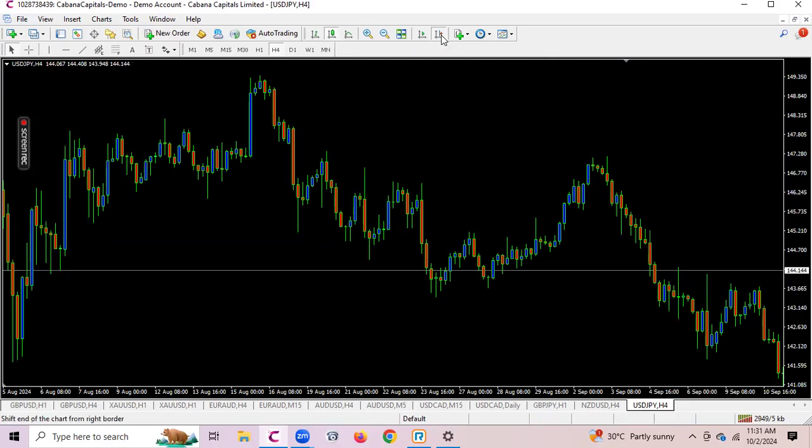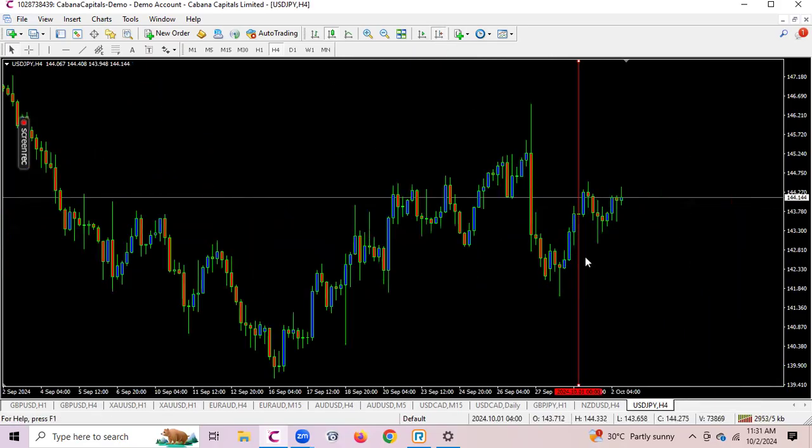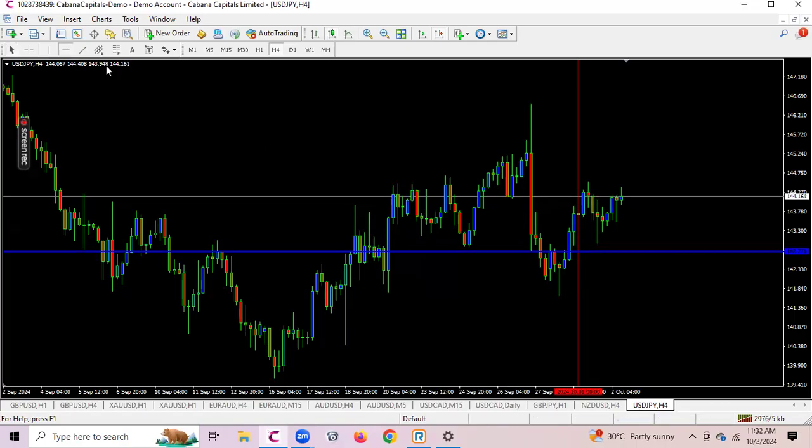Okay, it's updated now. So today, I think a fair value gap was created here. We had a very small fair value gap here. Can you see this? Price has attempted to fill that gap, right? So this is the fair value gap.